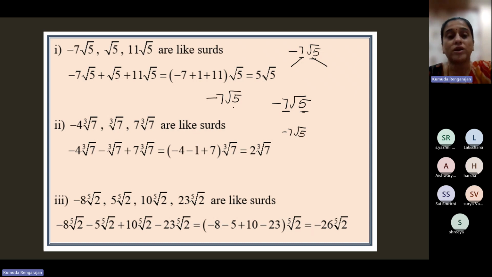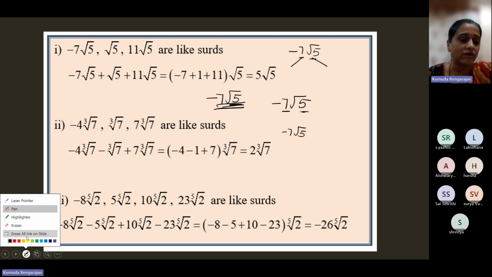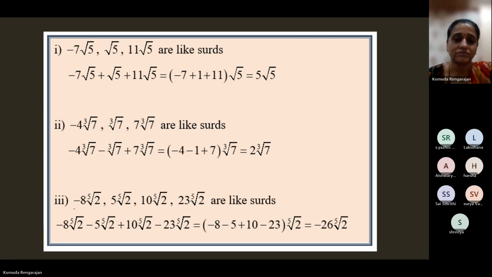It will be irrational, because square root of 5 has a non-terminating, non-repeating decimal expansion. That value into minus 7 will also be a different non-terminating, non-repeating decimal, right? So the whole thing is irrational. Minus 7 root 5 is irrational.